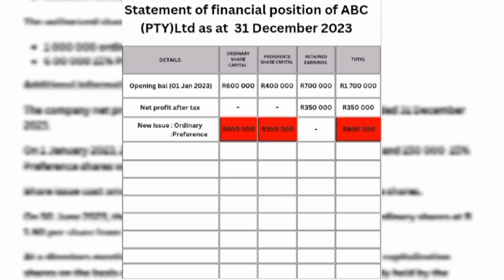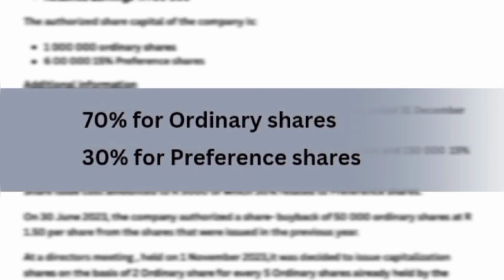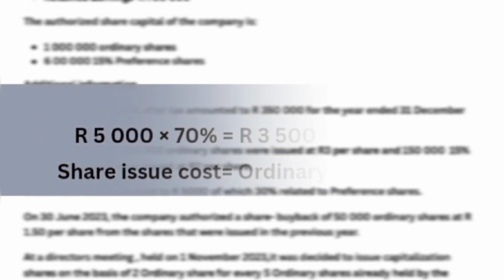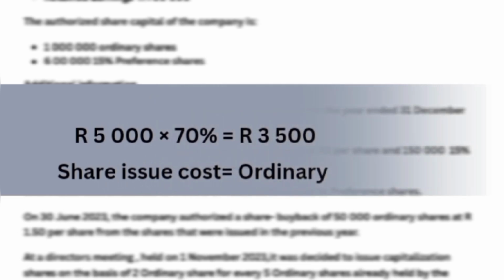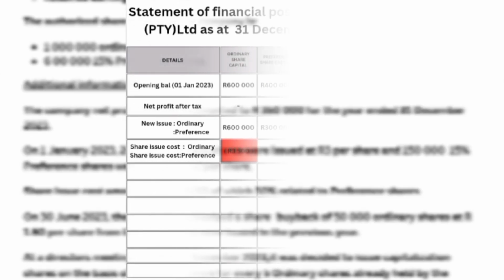You then move forward to the next information, which says share issue cost amounted to 5,000, of which 30% is related to preference shares. Okay, so this means 70% is for ordinary shares and 30% is for preference shares. Okay, let us do the calculation. Here we say 5,000 times 70% gives us 3,500. Alright, share issue cost for ordinary shares is 3,500. You record it here under your ordinary share capital.